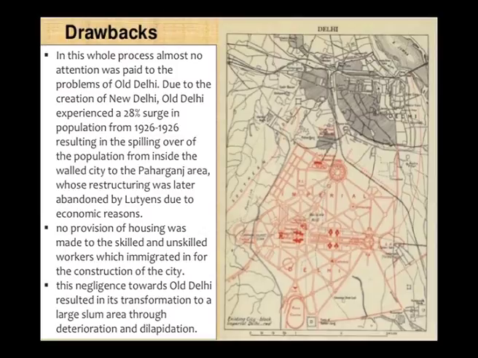With respect to the layout, the drawbacks: in this whole process almost no attention was paid to the problems of Old Delhi. Due to the creation of New Delhi, Old Delhi experienced a 28% surge in population from 1916 to 1926, resulting in the spilling over of the population from inside the walled city to the Paharganj area, whose restructuring was later abandoned by Lutyens due to resource constraints.